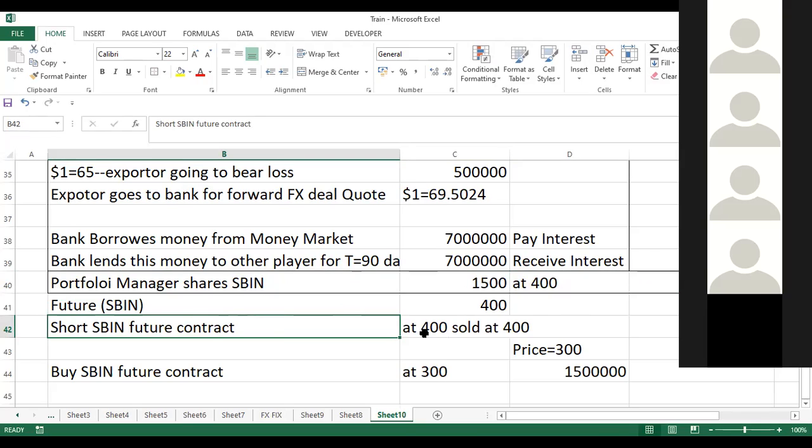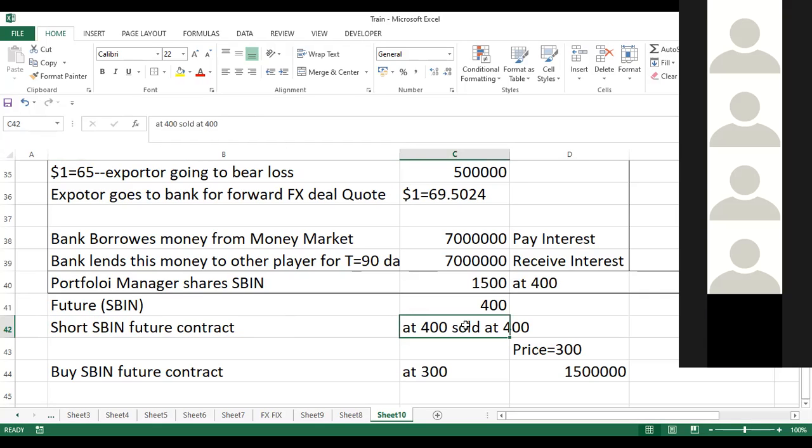Now, when you want to mitigate the risk, you are shorting a futures contract. When you short a futures contract, what does it mean? You're selling. And one lot has how many shares? 1,500 shares, we know, right? So you are selling one lot at 400. At this rate you're selling the contract. Now when it goes down, you buy at 300. So when you sell higher and buy cheaper, you make profit, right?